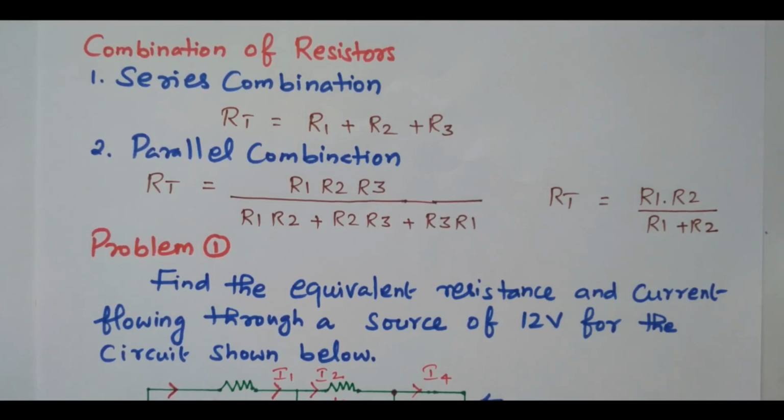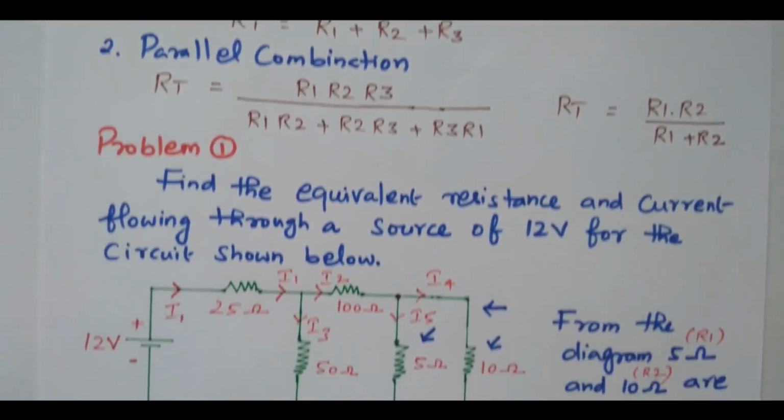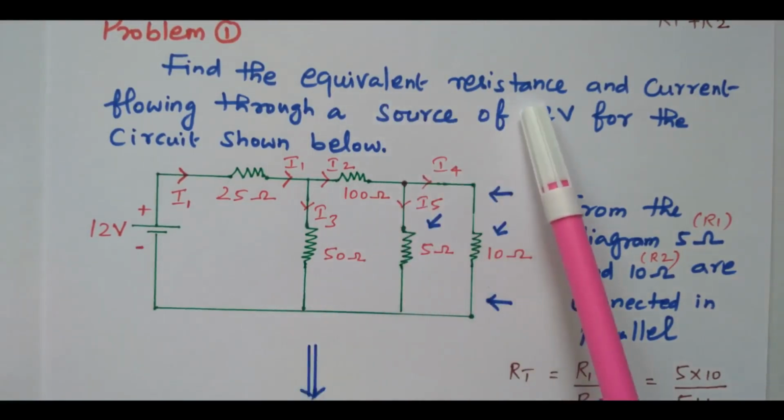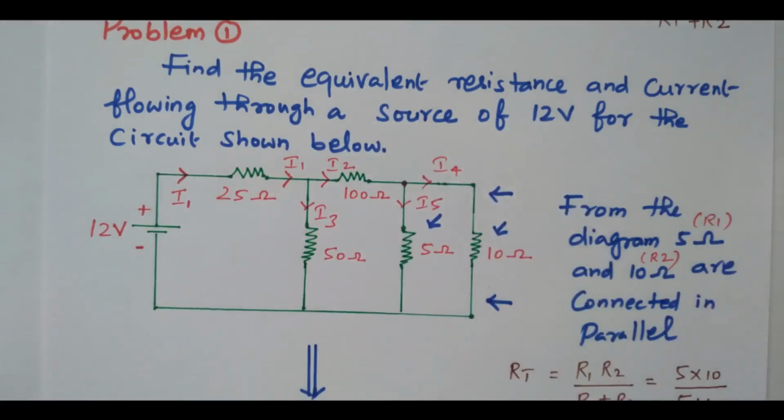The detailed explanation is available in the previous video, you can see that the link is available in the description box. Now we'll go to problem 1. So the circuit is available. In this circuit diagram, we need to find the equivalent resistance and current flowing through a source of 12 volt for the circuit shown below. So for this circuit diagram, the combination of resistors is available, we need to find the total resistance, equivalent resistance, as well as the current flowing through the 12 volt source.